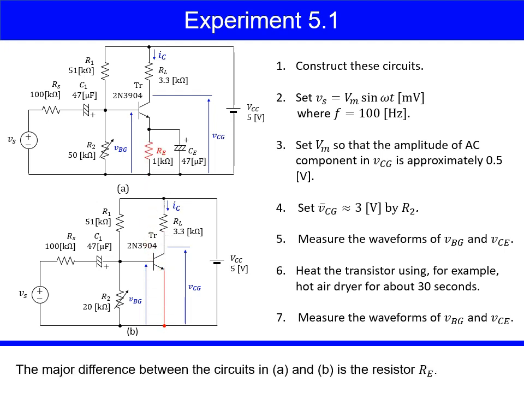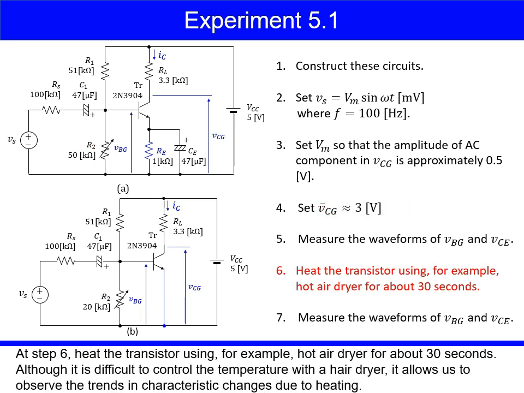The major difference between the circuits in A and B is the resistor Re. At step 4, set the average value V bar CG at 3 volts by R2. At step 6, heat the transistor using, for example, a hot air dryer for about 30 seconds. Although it is difficult to control the temperature with a hair dryer, it allows us to observe the trends in characteristic changes due to heating.